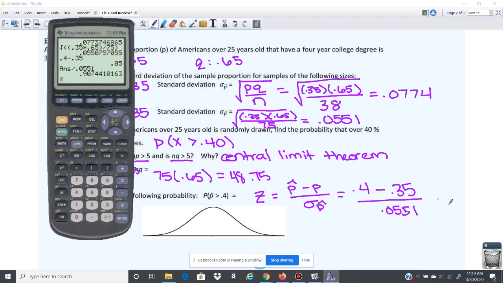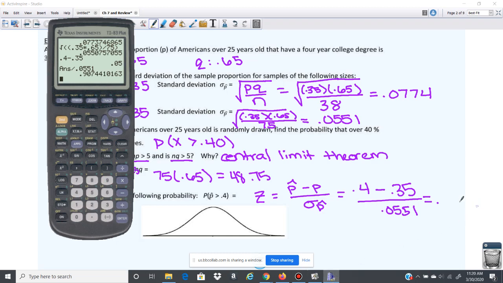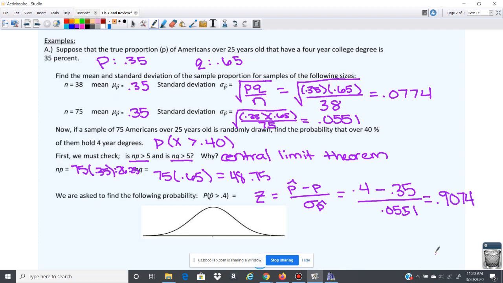And we'll go 4 decimal places again. What's our z-score there? Yeah, 0.9074. Okay, so then what we want to do here is use our normal curve. Here's 0, and 0.9074 is close to 1, so it's probably going to be about right here. And we want it greater than that. So this is the area that we are looking for.